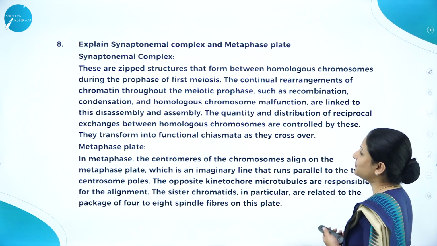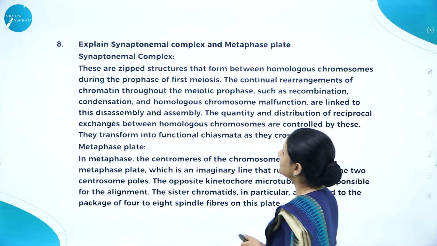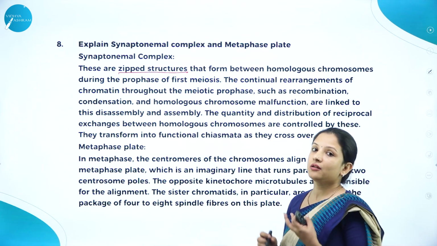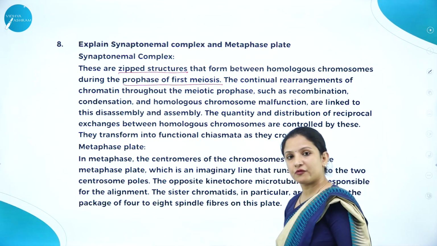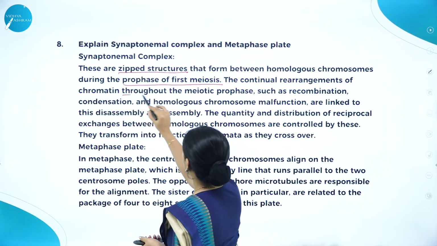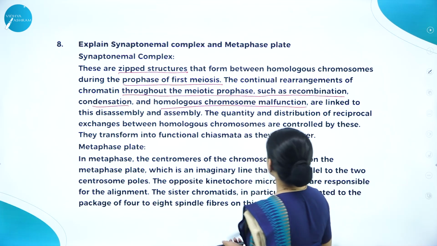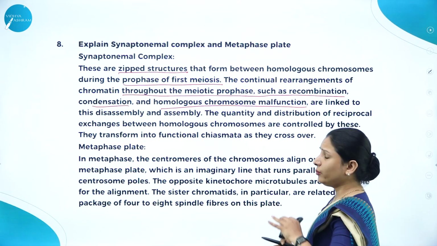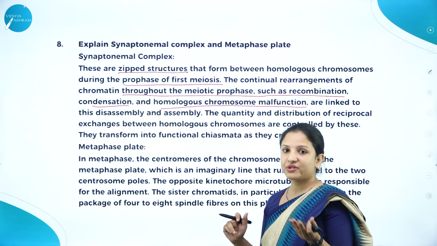So, moving further: explain synaptonemal complex and metaphase plate. The synaptonemal complex consists of zipper-like structures, or you can write railway bridge-like structures, that are formed between 2 homologous chromosomes during prophase 1 of meiosis. The continuous arrangement of the chromatin throughout the meiotic prophase, such as recombination, condensation and homologous chromosome synapsis, is linked to its assembly and disassembly. So that is nothing but the synaptonemal complex, wherein all the homologous chromosomes are held together by a bridge-like structure.